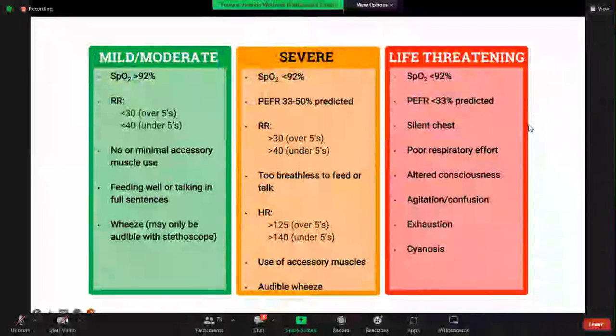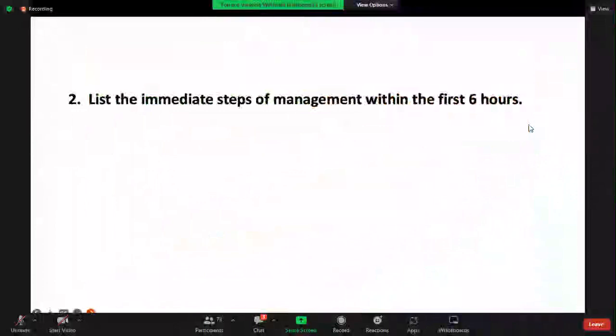Right. Okay. Good. So how would you manage? Within the next 6 hours, how would you manage this child? So this child is having acute severe asthma. So, steps in the management.